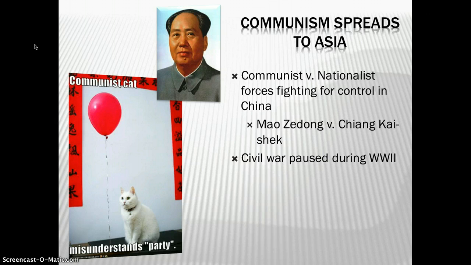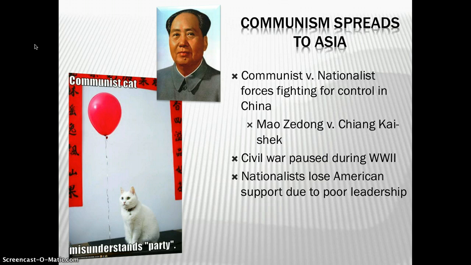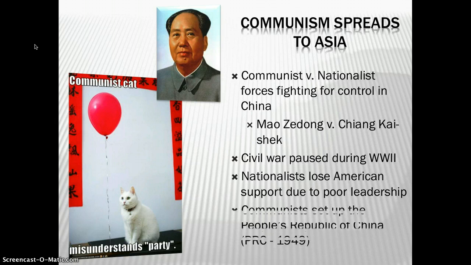But once the World War was over, the nationalists and the communists began fighting again. Nationalists started to lose American support due to poor leadership, and so the communists were able to take control, and Mao Zedong established the People's Republic of China, also known as the PRC, in 1949.